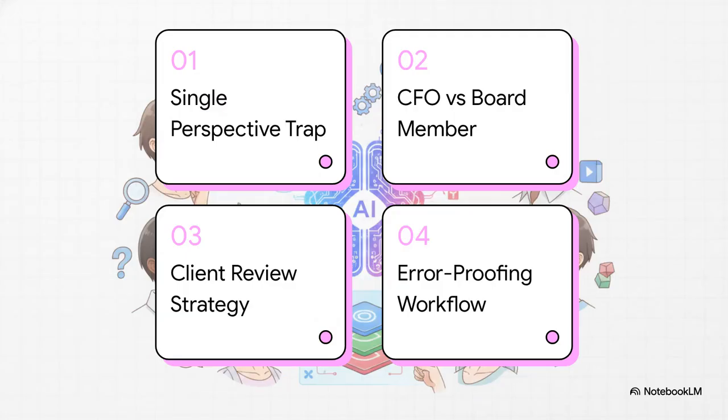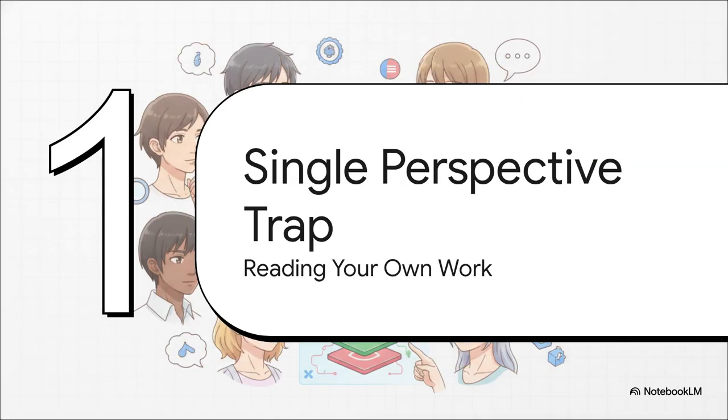Okay, let's take a quick look at the agenda. First, the generic AI problem. Second, the single perspective trap. Third, the CFO versus board member contrast. Fourth, the client review strategy. And finally, error-proofing deliverables.